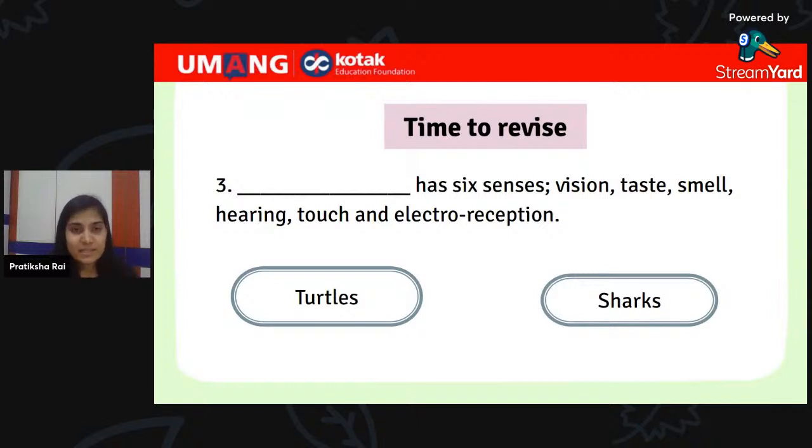Let's look at the next one. Dash has 6 senses: vision, taste, smell, hearing, touch, and electroreception. Is it turtles or sharks? Type your responses quickly. What do you think it is? Now again, this is something I told you to remember, right? Yes, the correct answer is sharks. So shark has 6 senses. Can you type it in the chat box, the whole sentence for me? Well done.